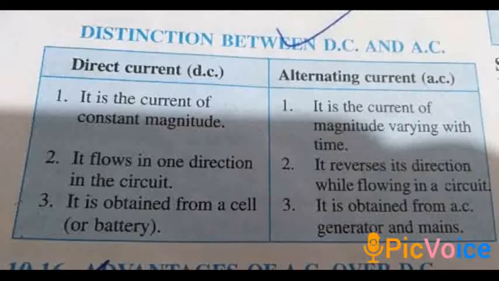Now let's see the distinction between the DC and the AC current. DC current is the current of constant magnitude, whereas alternating current is the current whose magnitude is varying. From 0 it goes to maximum, from maximum it comes back to 0, again from 0 it goes to negative maximum, from negative maximum it comes to 0, and like this it continues. So it is always changing. Second, DC current flows only in one direction, whereas alternating current reverses its direction while flowing in a circuit. Third, DC current can be obtained from a cell or a battery, but an alternating current can be obtained only from the AC generator or the mains supply which is coming to your house.